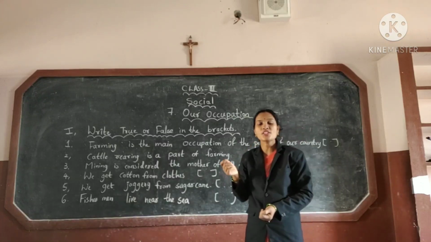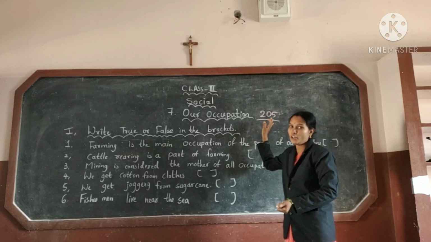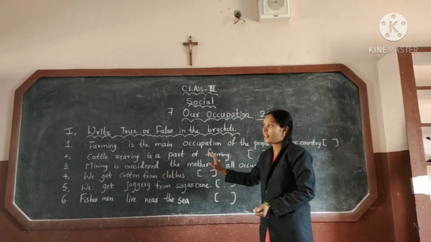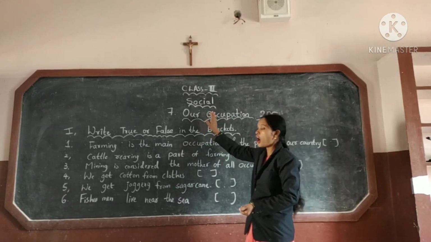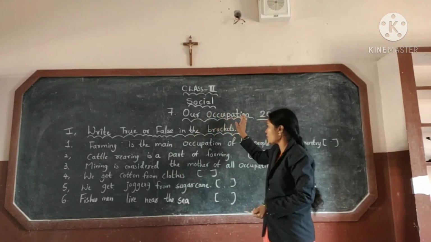Here, take out your fair notes and textbook. Open at page number 205. Look at your textbook and write your fair note. The name of the lesson is Our Occupation. Seventh lesson is Our Occupation.